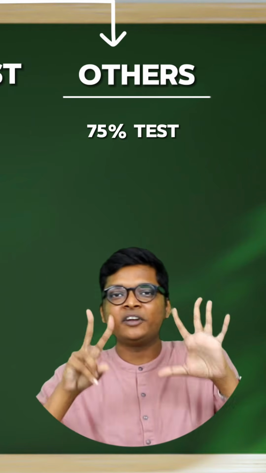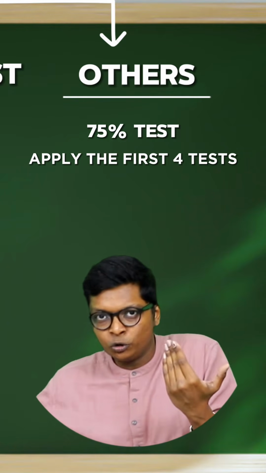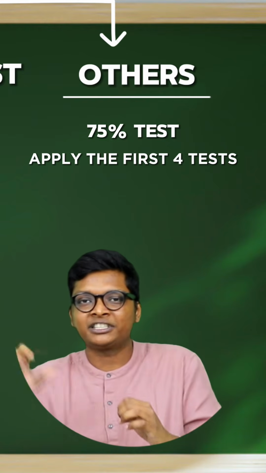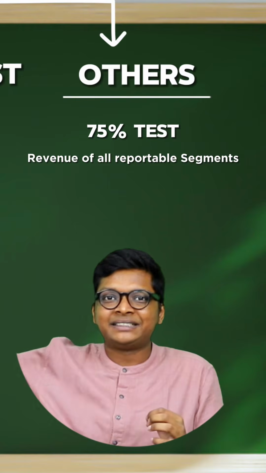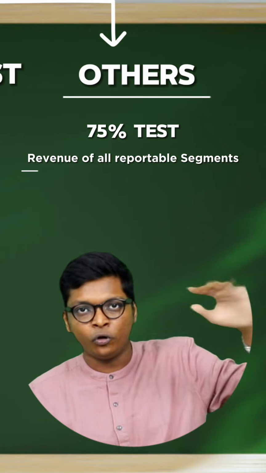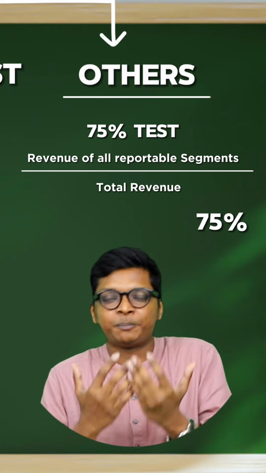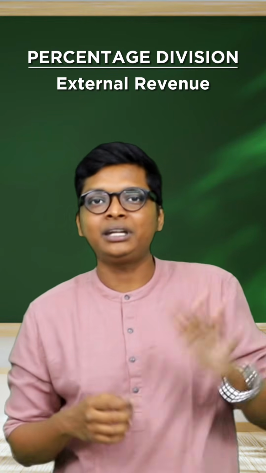And last test is 75% test. 75% test says, apply the first 4 tests. Once you apply the first 4 tests, you apply a small equation: revenue of all reportable segments. Let's say out of 10 segments, you are reporting 4 segments. So revenue of S1 to S4 divided by total revenue should be at least 75%. Then it's perfect. If it's not coming to 75%, then you have to add more segments to make it 75%. Idea is to say that 75% of revenue is at least shown in breakup. Here the important catch is this percentage division should be only external revenue and not internal revenue.